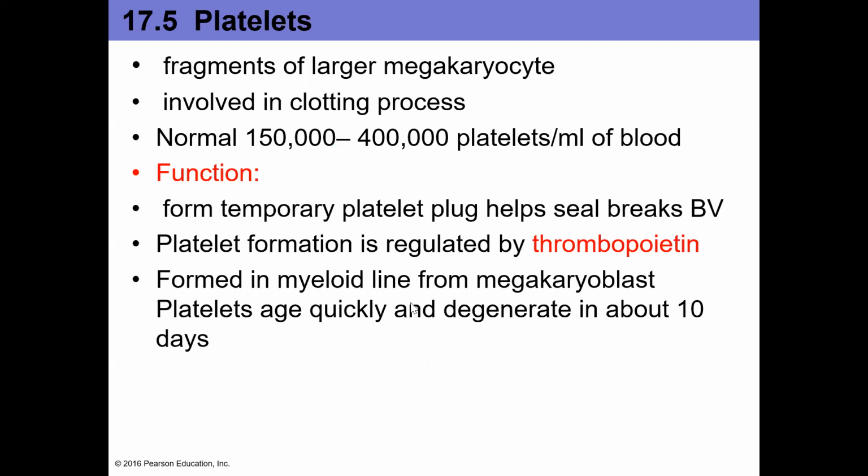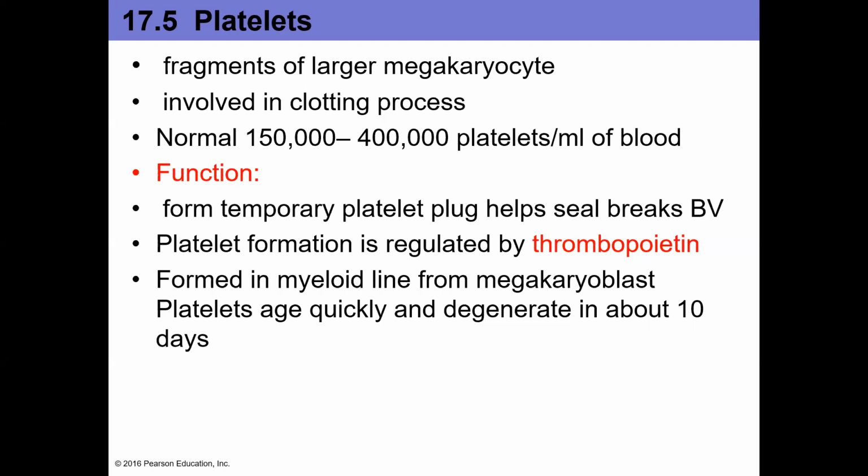Platelets. This is the third type of blood cells that I'd like to talk about a little bit. These are known as thrombocytes. When scientists first discovered the platelets, they called them thrombocytes because they didn't know what to call them. So they called them fragments of the blood, and that's what the term thrombo means. It means fragments, fragmented clots.